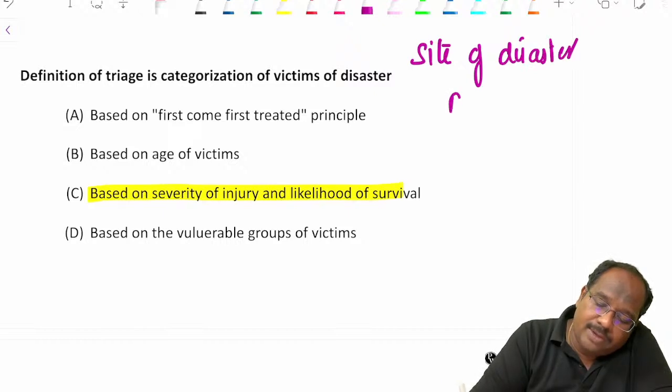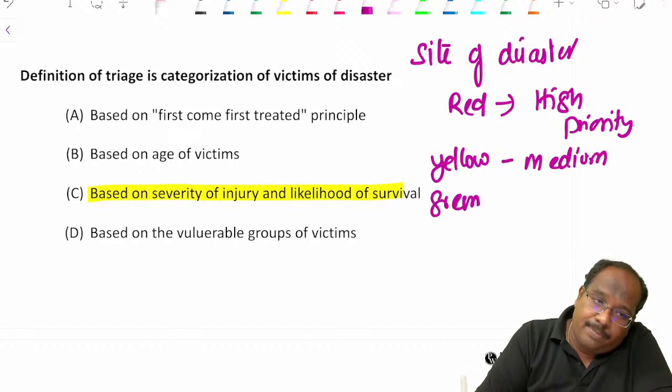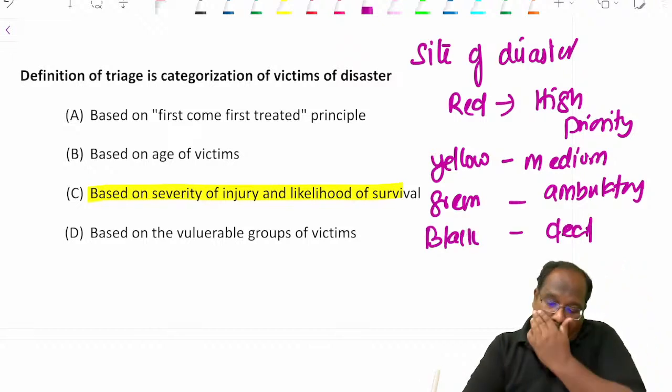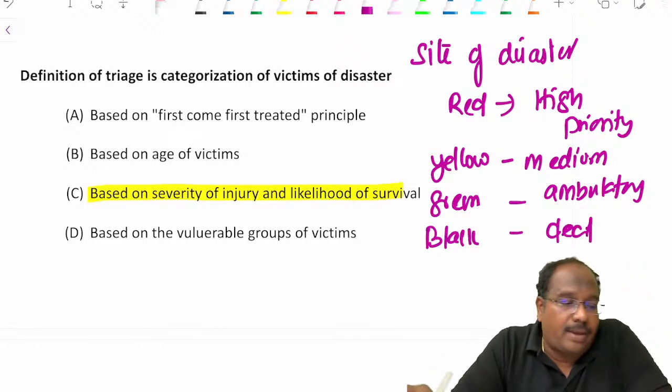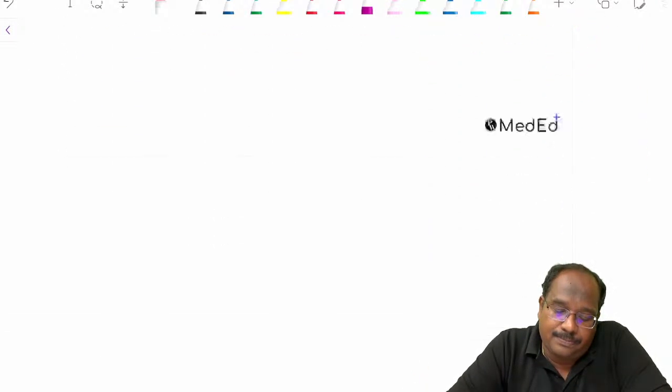Four color codings we have to follow. Red means the person is high priority. Yellow means medium priority. Green means ambulatory. Black means... Yellow means medium priority, red means high priority. This is triage. You should do it at the site of disaster.